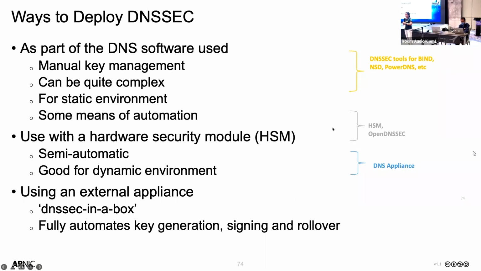OpenDNSSEC is actually one of the things that is a bit in the middle, because it's not a third-party appliance that you would buy. You also maintain it yourselves, but generally it's something that would be set up separately, sit in the middle of your primary and your secondary, and do that signing for you. You would rely on either an HSM or a software HSM, because OpenDNSSEC supports that, and then you store all your keys in it. So that's still quite typical.